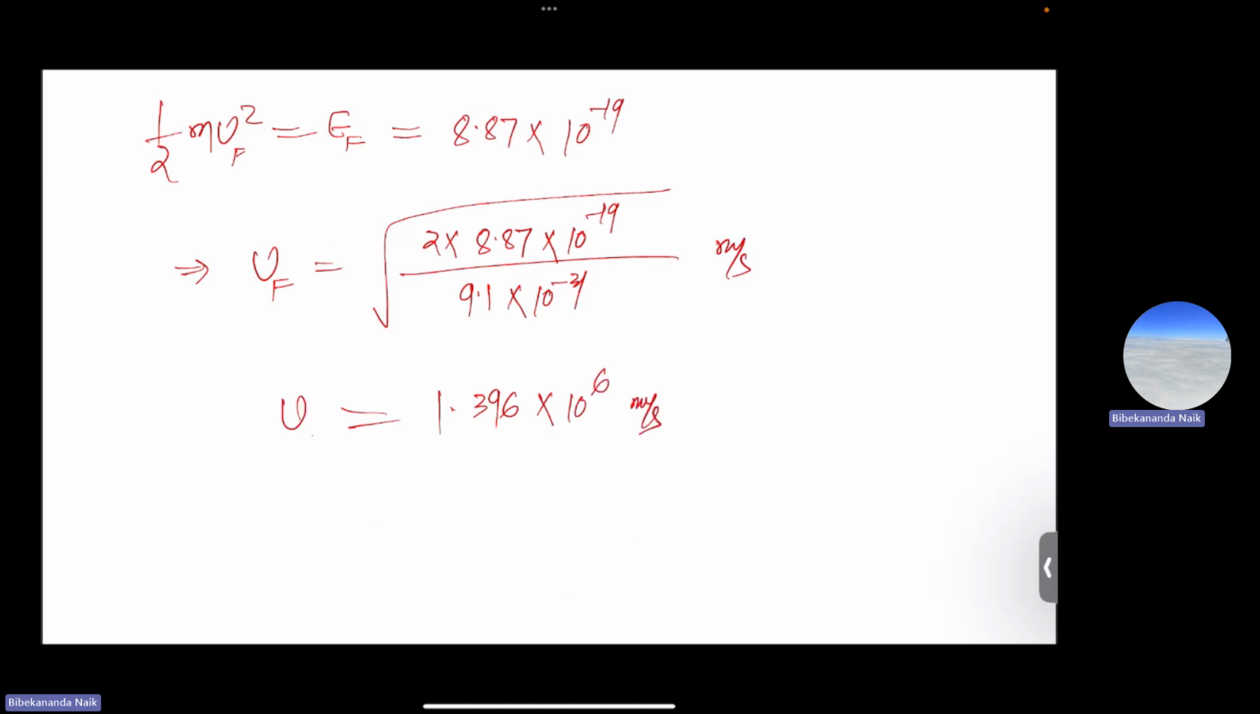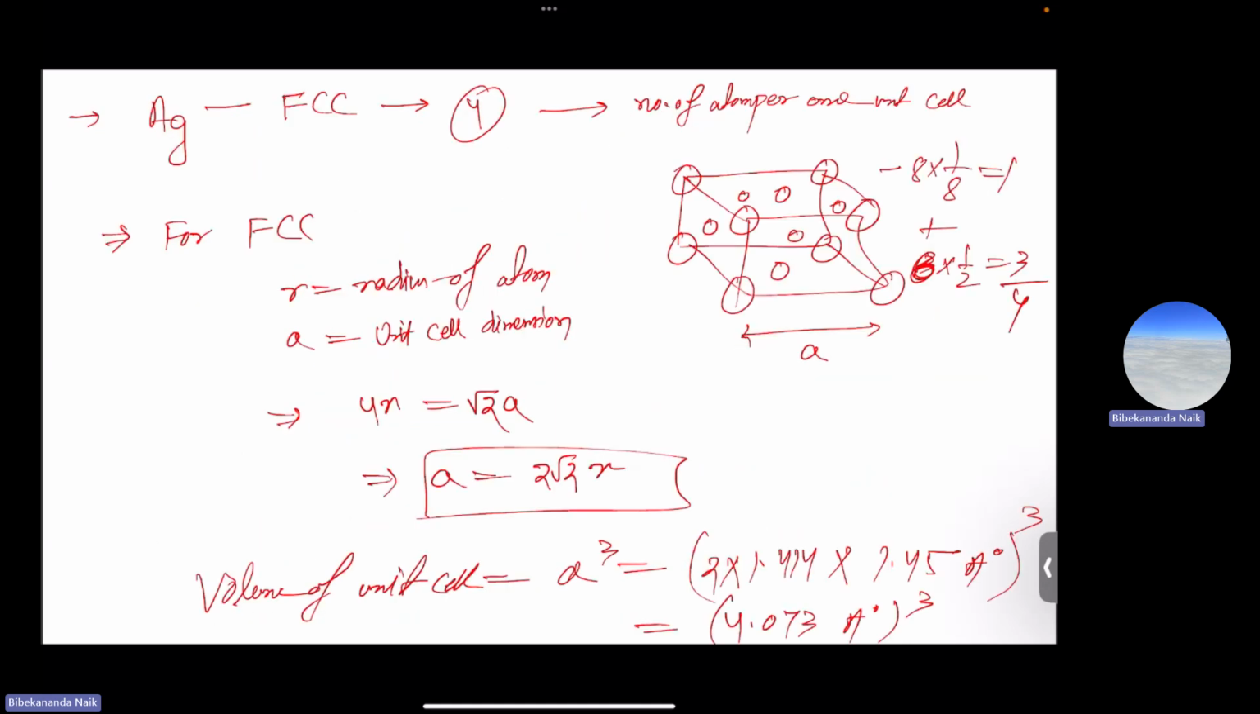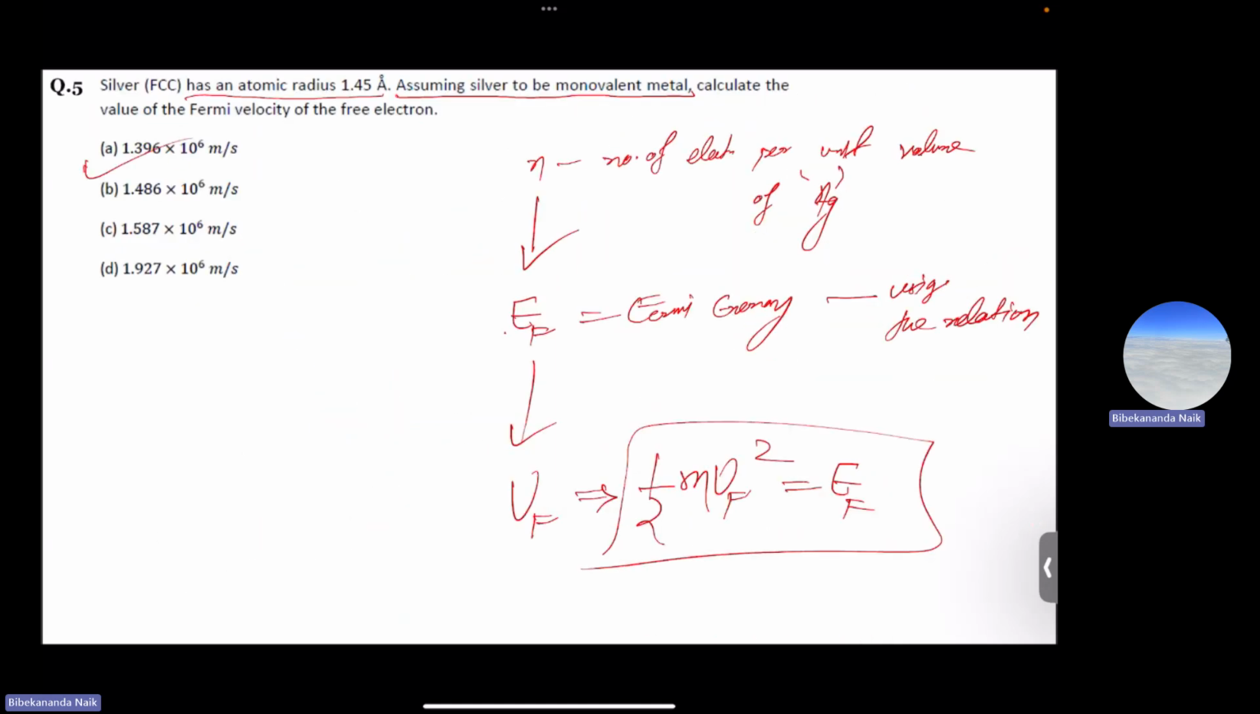So this is the answer. It is 1.396 into 10 to the power 6 meter per second. So the correct option will be 1.396 into 10 to the power 6 meter per second, that is option A. So option A will be the correct option. The Fermi velocity of free electrons in silver atom with an atomic radius of 1.45 angstrom is 1.396 into 10 to the power 6 meter per second.